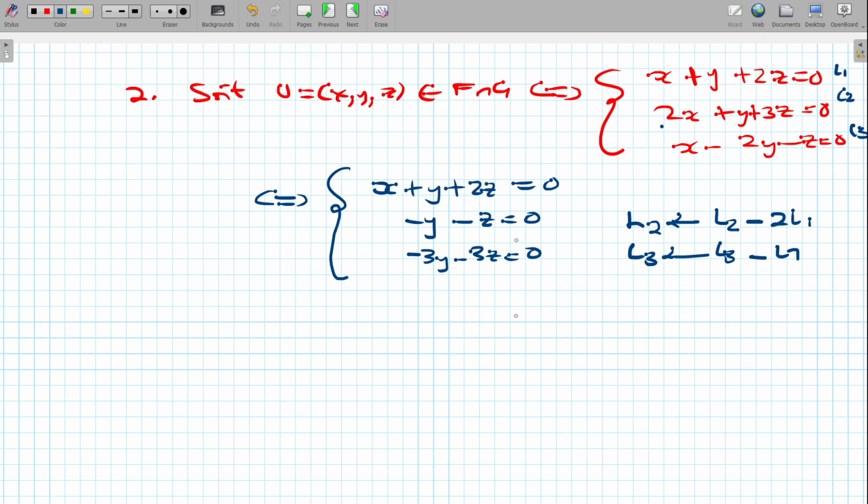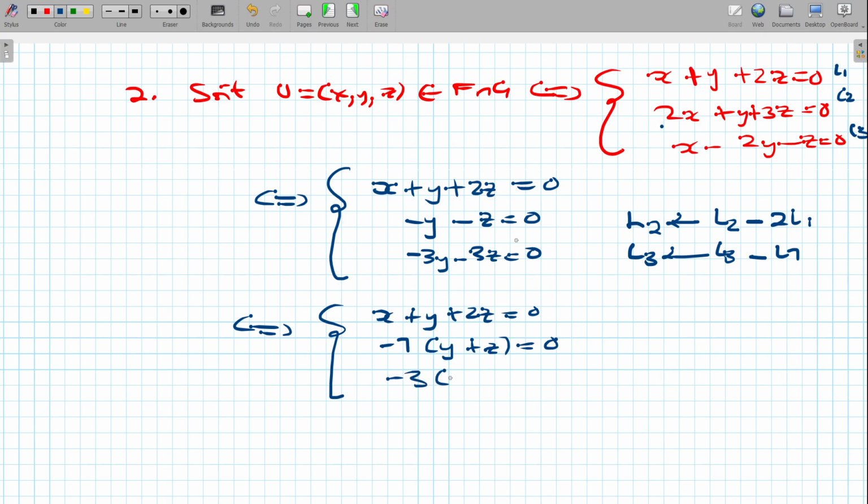So up to this point, I hope everything is okay. Now let's look at these two lines here. These two lines have something in common. What we observe here is that, look, I'll write the first one the way it is: x plus y plus 2z is equal to 0. So let's look at this second line here. If I factor minus 1 out, I'm going to have y plus z equal to 0. For the last one, if I factor minus 3 out, it's going to be y plus z is equal to 0.